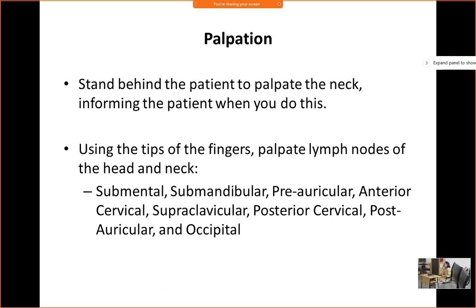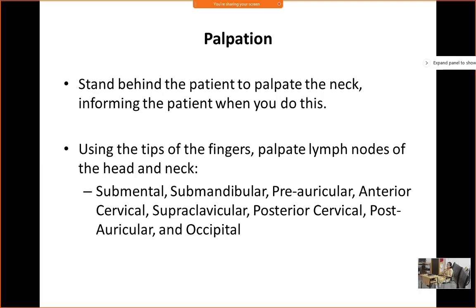Now comes palpation. The first step is that you have to stand behind the patient so that you will be able to palpate the neck. Inform the patient what you are going to do. Using the tips of the fingers, you palpate the lymph nodes of the head and neck. You start from the submental, which is just below your chin, and remember to do it with both your hands on either side of the neck. Then you go more laterally to the submandibular on either side. Then more lateral and upwards to the preauricular. Then comes the anterior cervical.